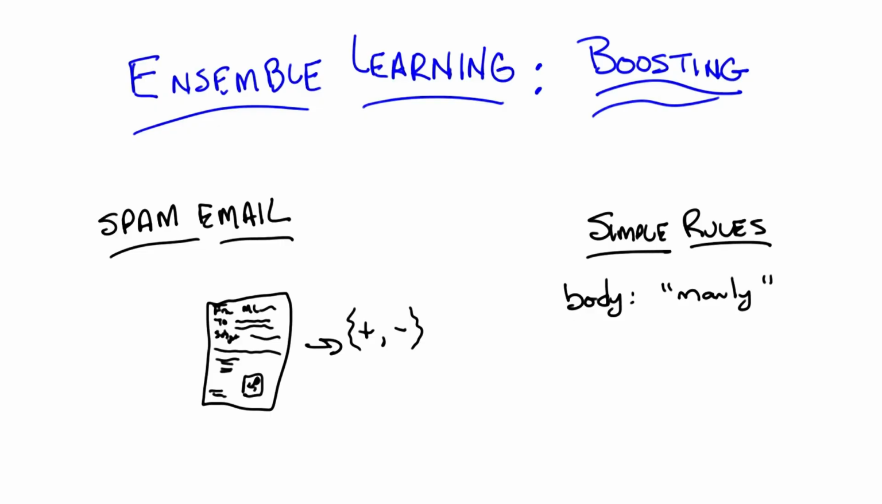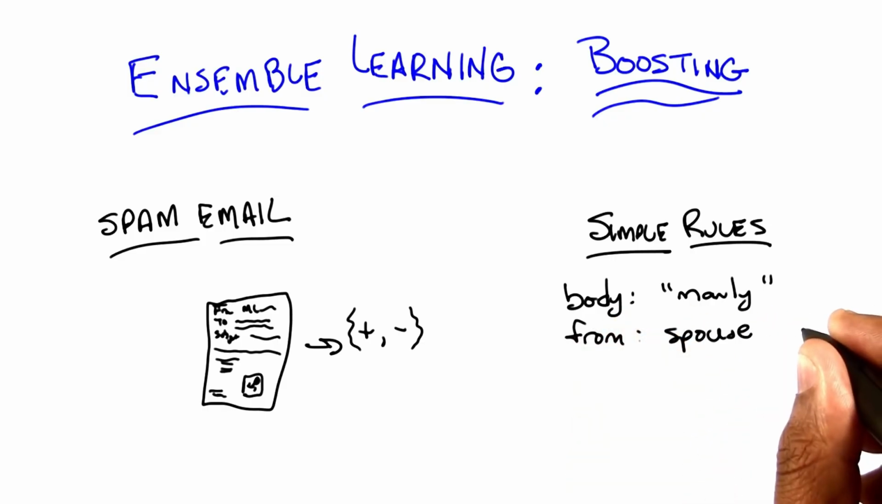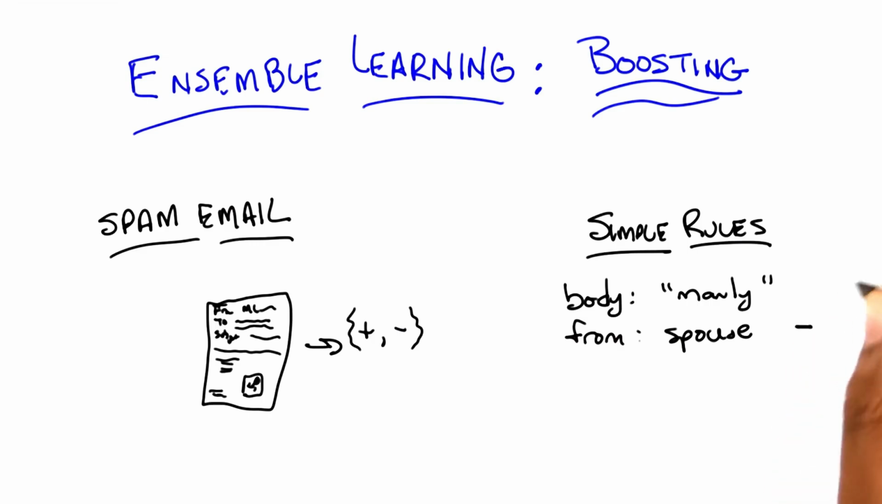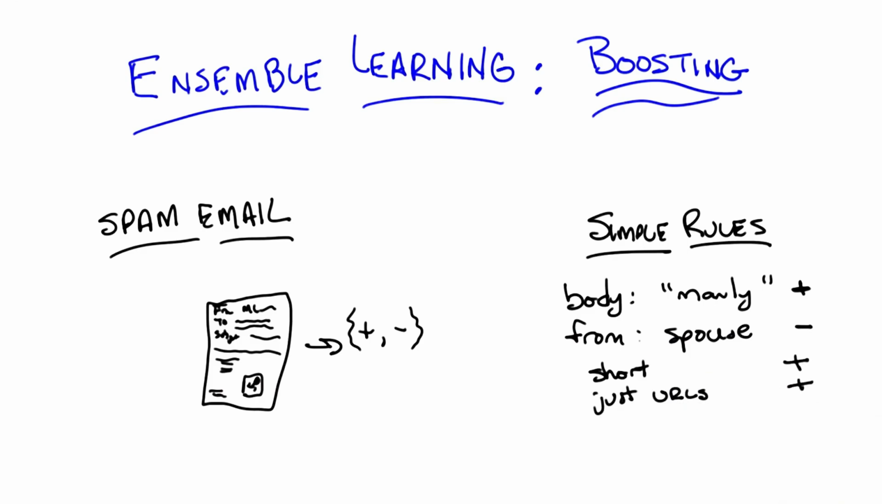Any other rules? Sure. If it comes from my spouse, it's probably not spam. Okay, so let's see. From spouse. Her name's Lisa. No, we're going to call her spouse. So let's say minus, and we'll build a plus here. So we know some rules are indicative of being spam, and some rules are indicative of not being spam. Okay, anything else? Possibly the length of the message, I guess. Like what? I don't know that this would be very accurate, but I think some of the spam I get sometimes is very, very short. Just like, hey, check out this site, and then there's a URL. I like that. So we'll just say short. Just contains URLs. I like those rules.